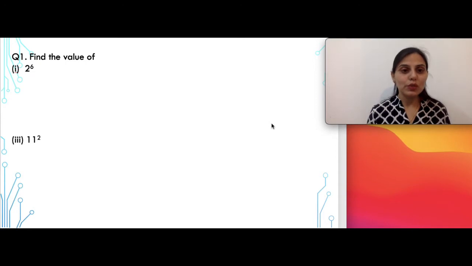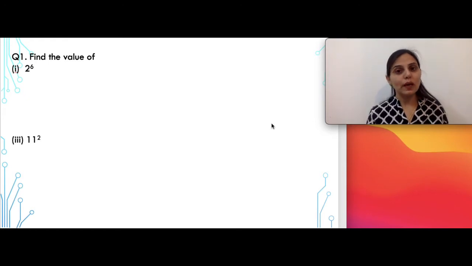So the first question is, you need to find the value of 2 raised to power 6 and 11 square. Now, wherever the word simplify or find the value of or evaluate is used, that means you need to multiply it and find out the answer. You do not have to leave the answer in exponential form, or leave the answer incomplete. Sometimes while solving these kinds of questions, the students generally write the answer like this.